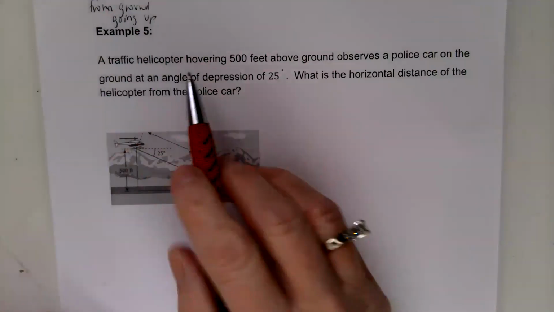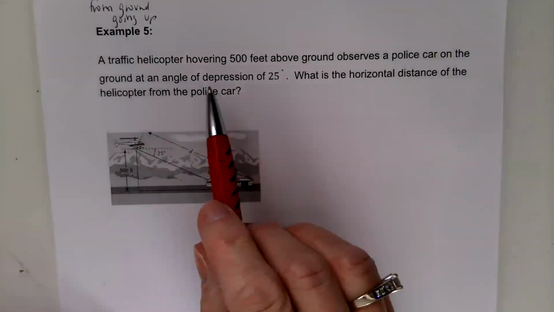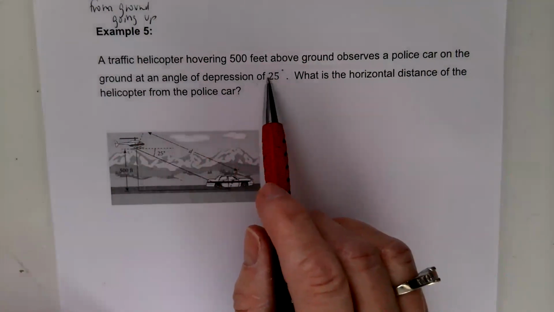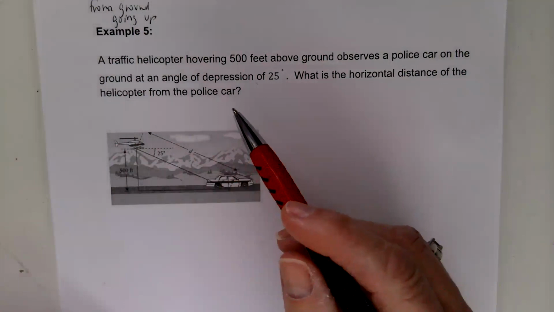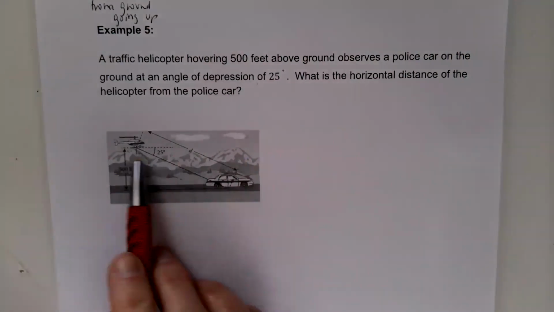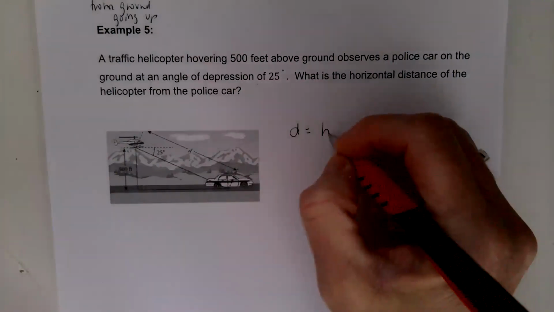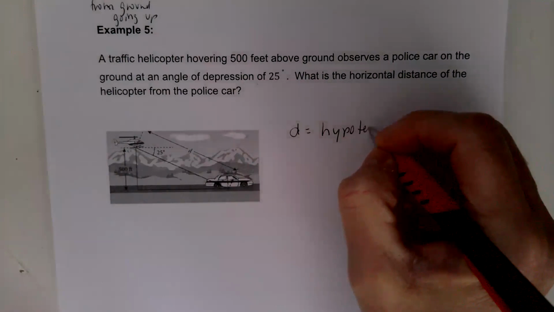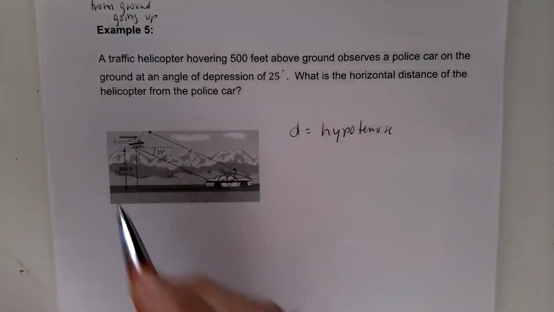A traffic helicopter hovering 500 feet above the ground observes a police car on the ground at an angle of depression of 25 degrees. What is the horizontal distance of the helicopter from the police car? Okay, so we want to know this distance here. It looks like it's the hypotenuse. So D is the hypotenuse. That's good to know. And 500 feet is the vertical.